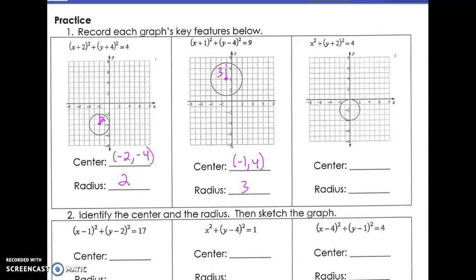This one's always a little bit trickier. There's nothing added to x, so the x-coordinate is 0 for the center. The y-coordinate is negative 2, 0, negative 2. And once again, the radius is 2.